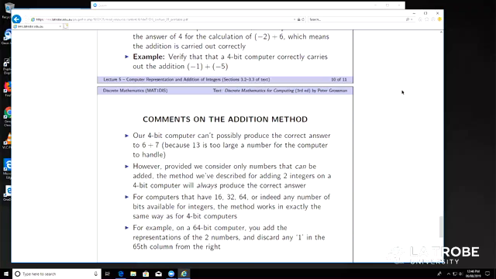So what are some comments? Verbally, I have already stated them. Our 4-bit computer cannot possibly produce the correct answer to 6 plus 7 because the answer is 13. It's not in the range. So 13 is too large a number for the computer to handle, because we are only allowed 4 bits, and with 4 bits you're only allowed between -8 and 7. Provided we consider only numbers whose answer stays between -8 and 7, it gives you the correct answer.